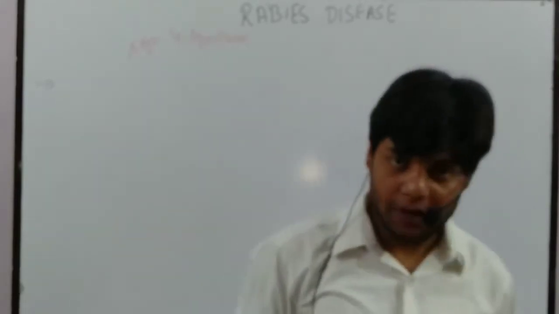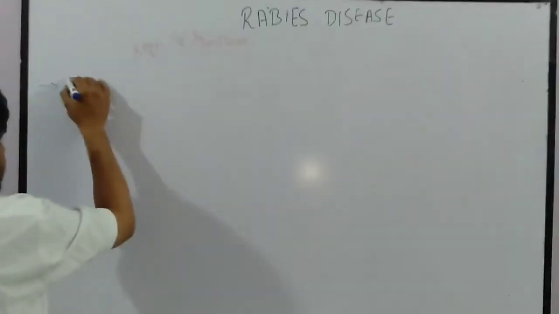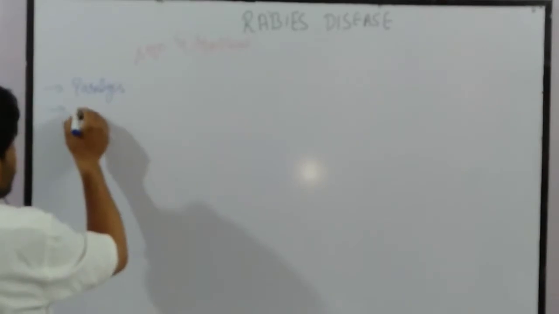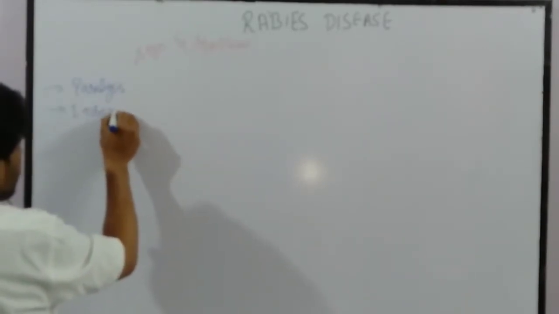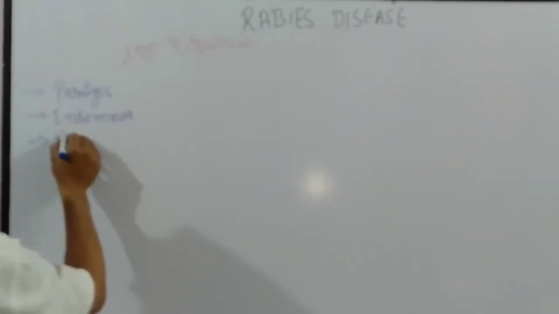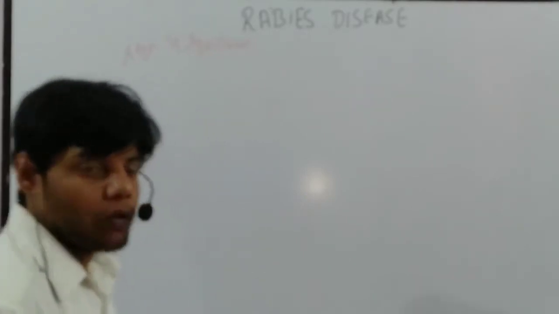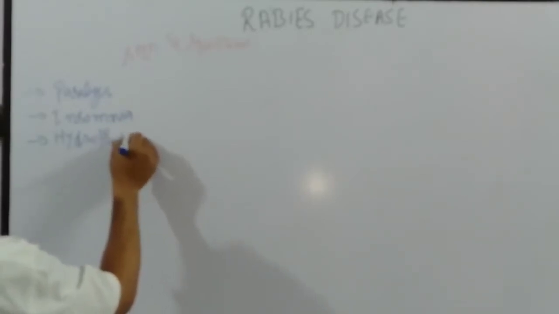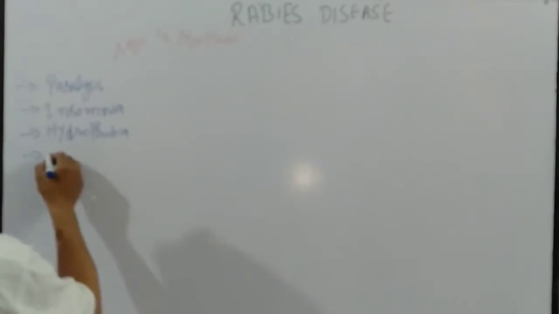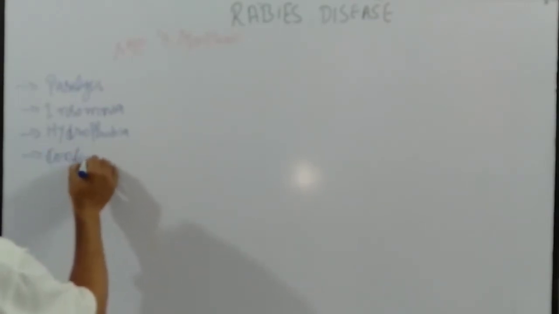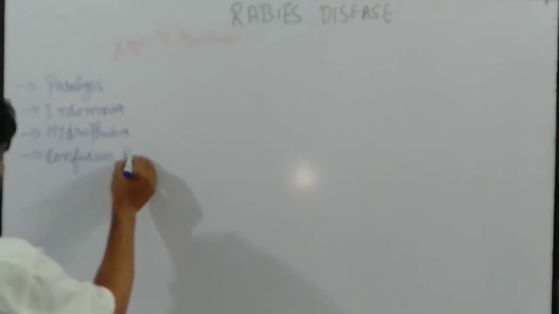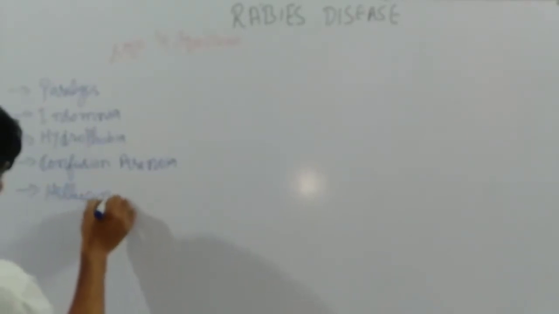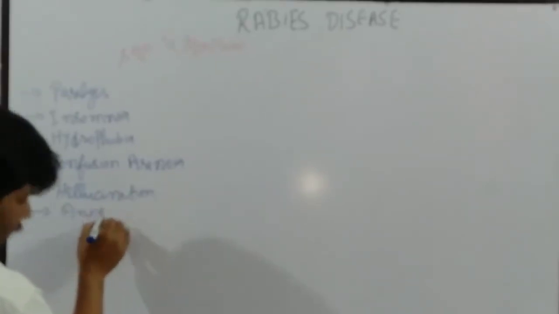So when you have inflammation of the brain, then usually we have what? We have paralysis. Another sign and symptom is insomnia. Hydrophobia means the patient has a fear of water. We have another sign and symptom, which we call confusion. Paranoia. Hallucination. Anxiety and coma.